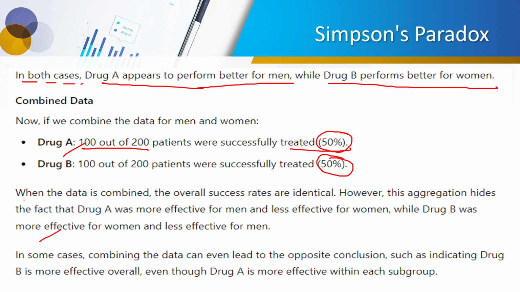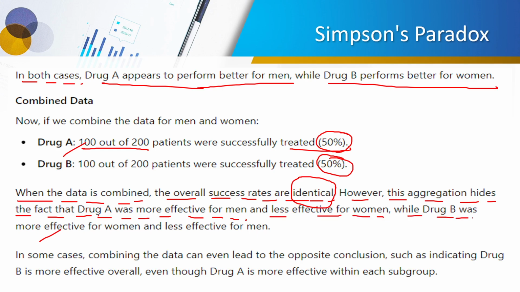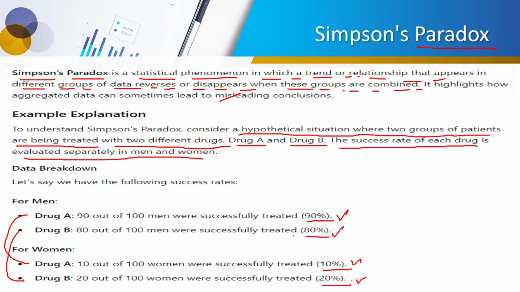So see here, the explanation they have provided. When the data is combined, the overall success rates are identical. However, this aggregation hides a fact. Which fact is it hiding? Drug A was more efficient on men and less efficient for women, while drug B was more effective for women and less effective for men. Actually, they made a change here. This should be 20, so this will become 20% and this should be 80. The explanation is based on that.